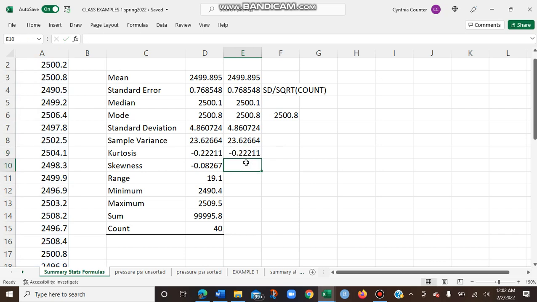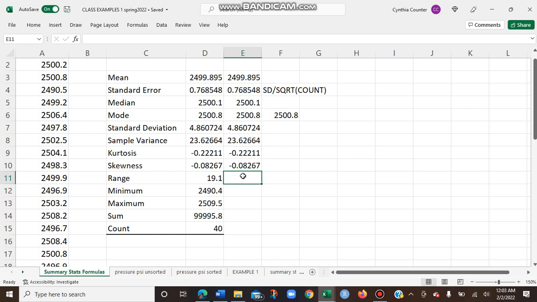and there's your kurtosis. Skewness, this tells you if it was fairly symmetric or left or right skew. Here we are close to zero, so this is a fairly symmetric distribution. But you can do SKEW to get the skewness.